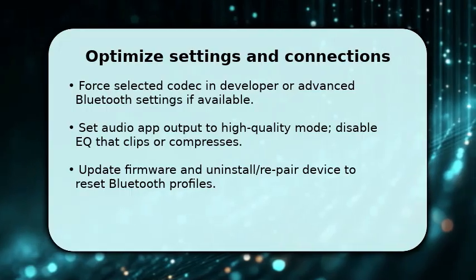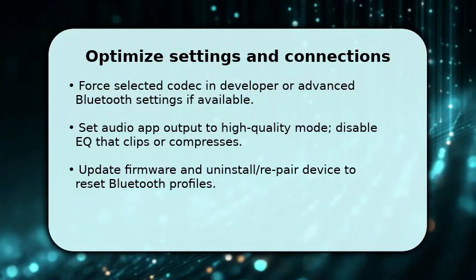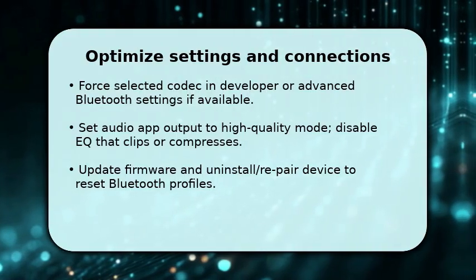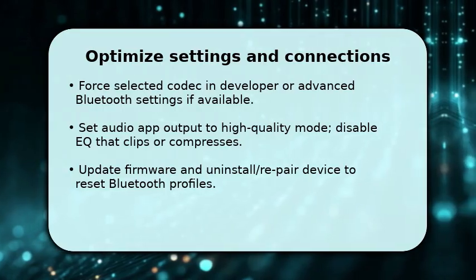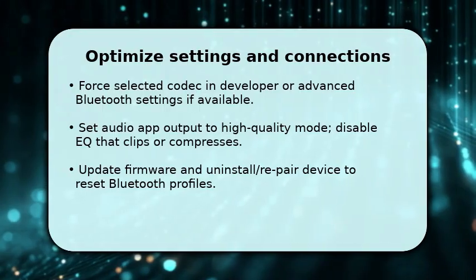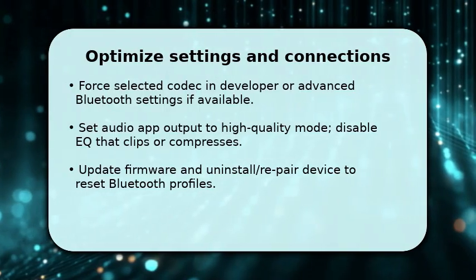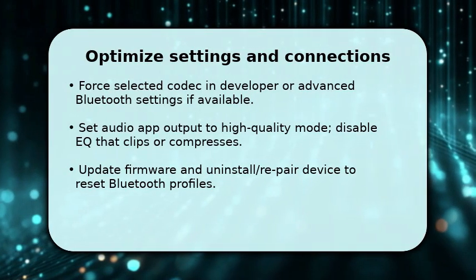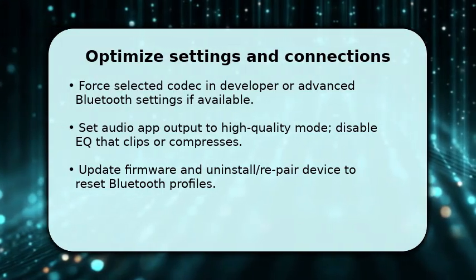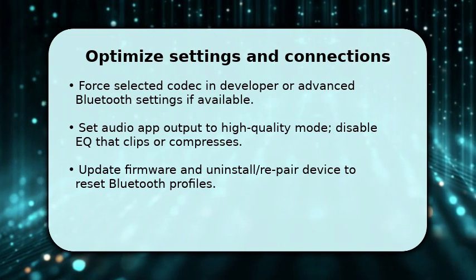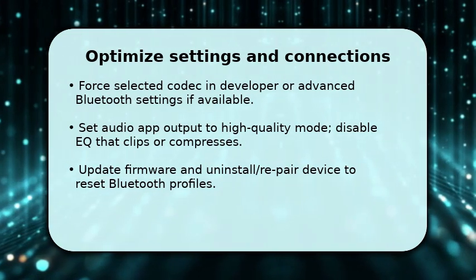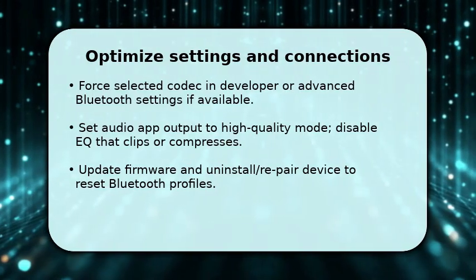Open your phone's Bluetooth or developer settings and force the best available codec. This selects the higher bitrate path. Make sure your music app is set to high quality or lossless output and remove aggressive EQ or sound enhancements that introduce distortion. Update firmware on both devices. Outdated drivers often handshake at lower rates. If issues persist, unpair and repair to clear stale profiles. These actions change how devices negotiate and process audio, which directly improves clarity.